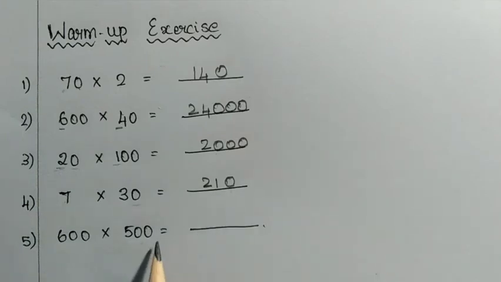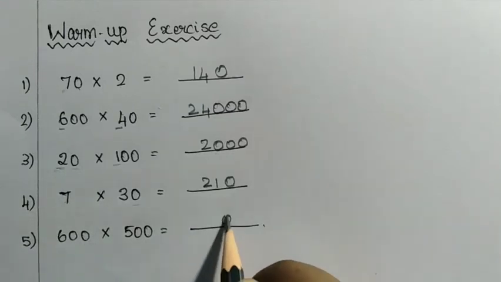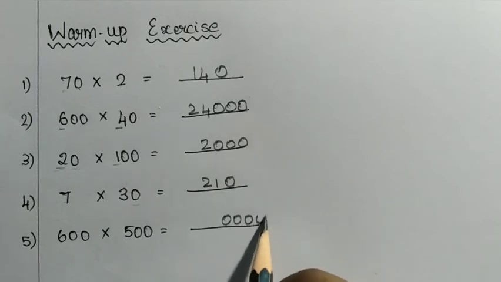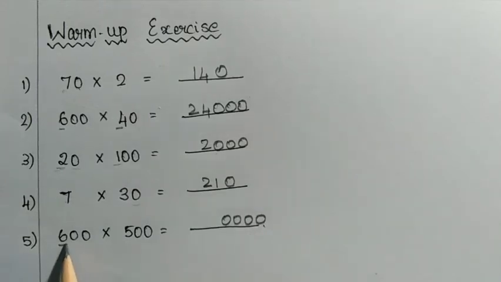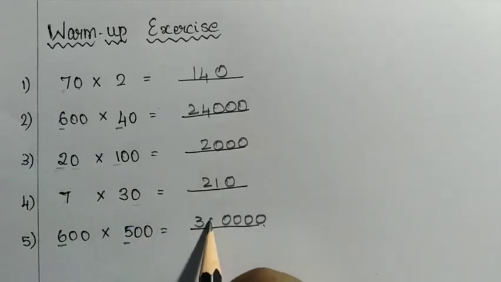600 into 500. So you have 2 zeros here and another 2 zeros here. So totally you have 4 zeros. Now you have to multiply 6 and 5. 6 5s are 30. So the answer of 600 into 500 is 3 lakhs.